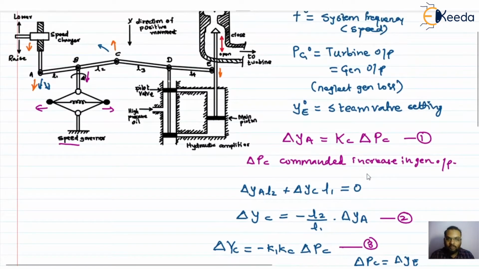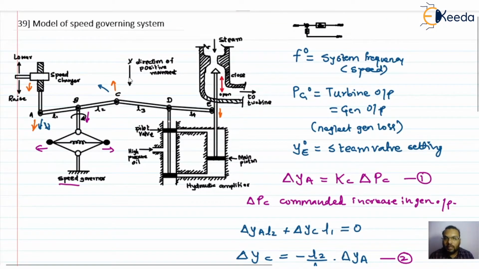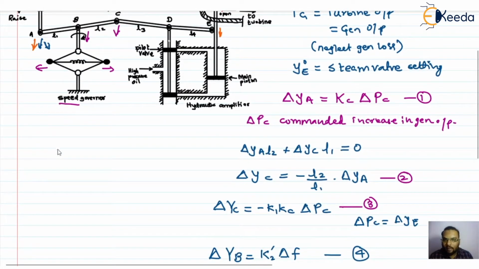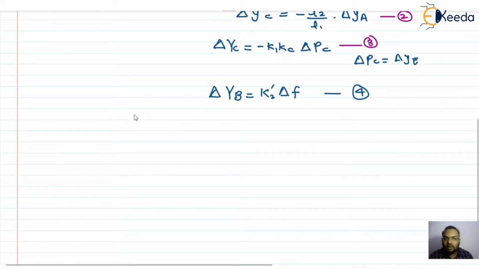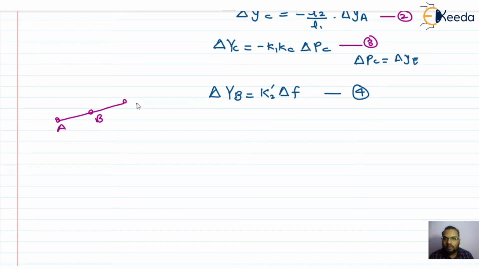Furthermore, as this point B is moving downward, it will move this point C downward as well. So the downward movement of point C is because of the downward movement of point B. So let us see how we can relate it. To relate that, I'll draw that linkage mechanism separately here. This is A, this is B, this is C.